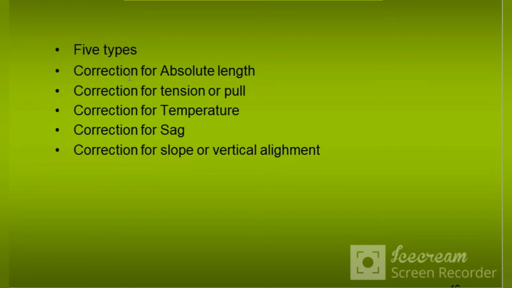There are 5 types of corrections: correction for absolute length, correction for tension or pull, correction for temperature, correction for sag, and correction for slope or vertical alignment.